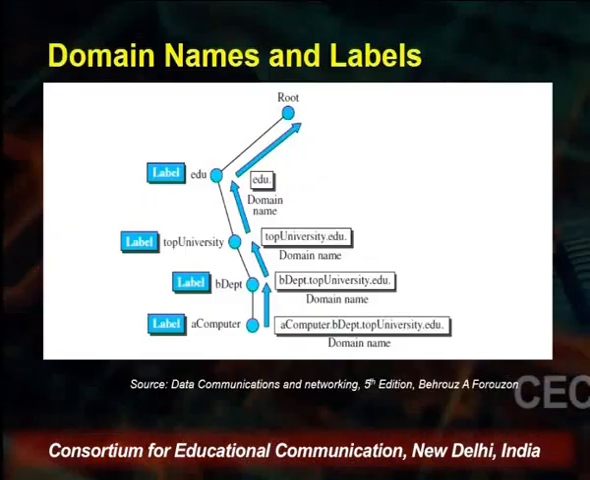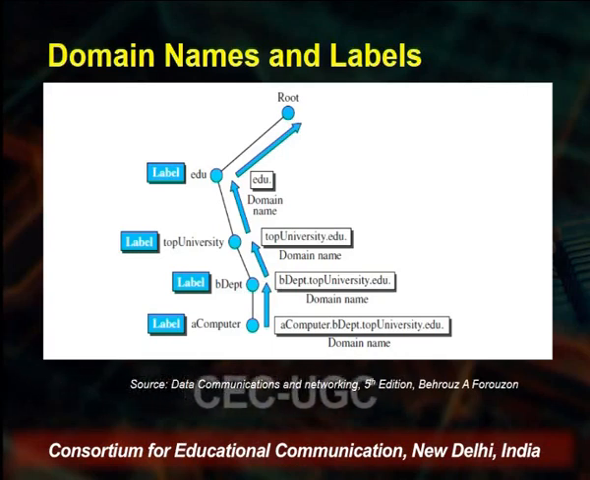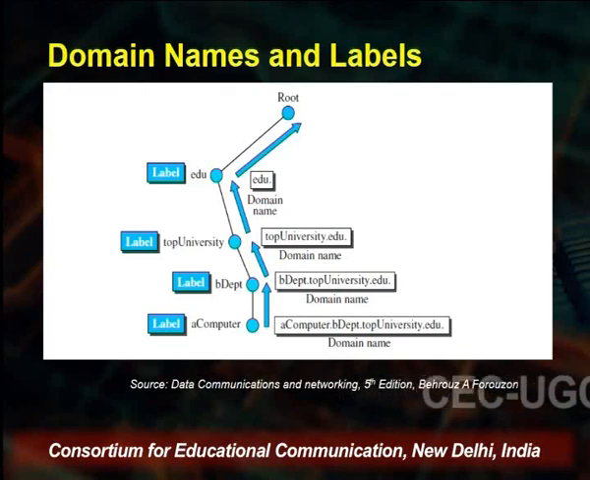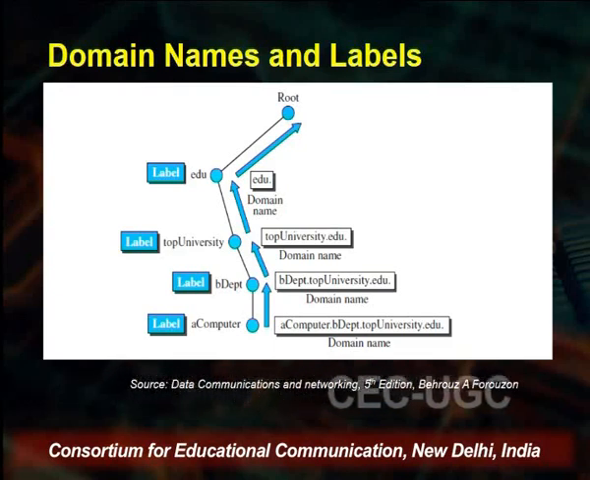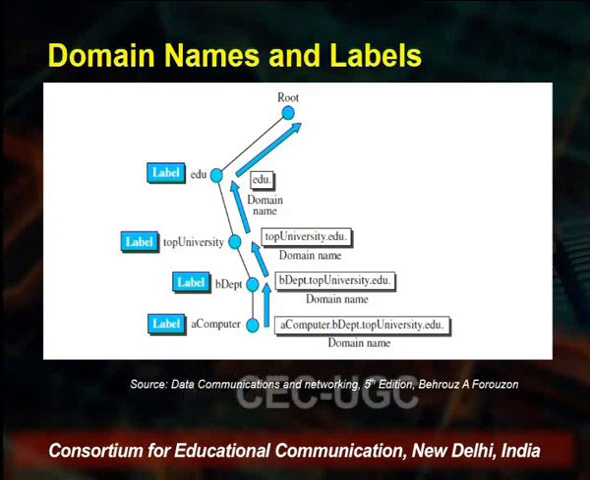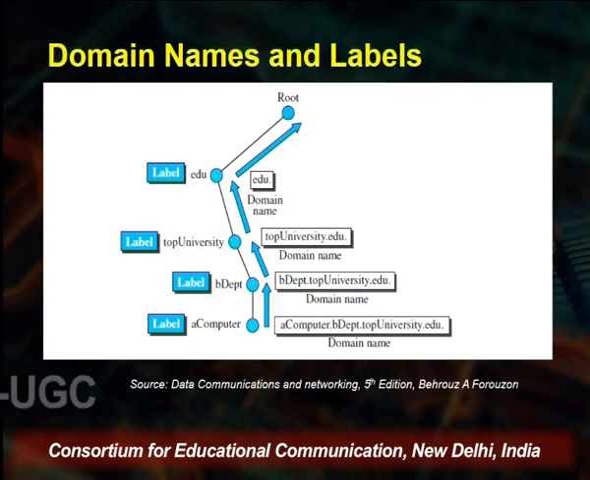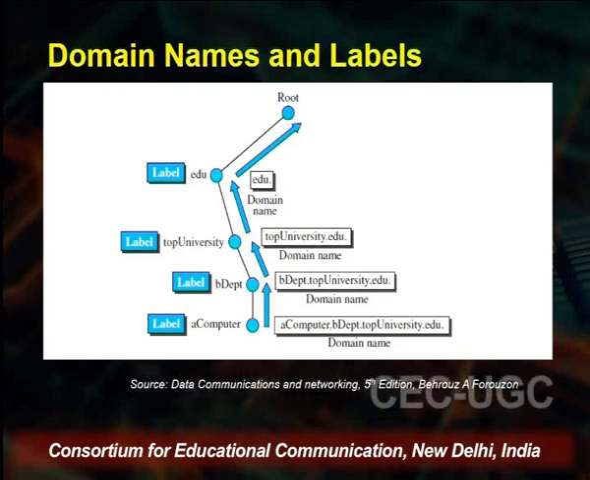So if we see here how we read the domain name, you have the root at the top, but you start reading from the bottommost node. So we will read from computer. We will say computer dot department dot university dot edu, and then you will just put a dot, because as we said, root does not have a label. So it will be computer dot department dot university dot edu followed by a period. So this will be the complete domain name that you will get, right?